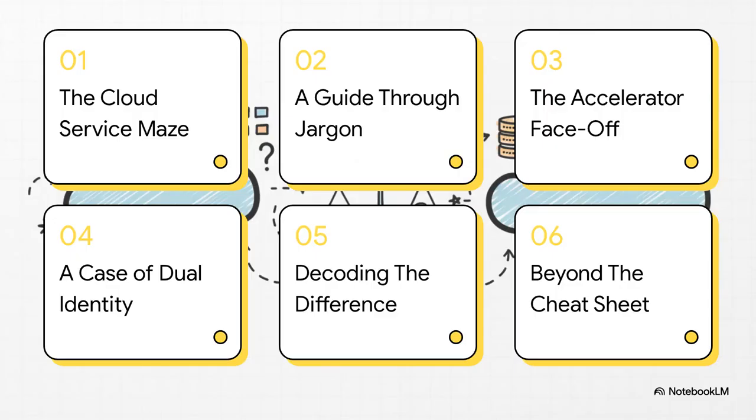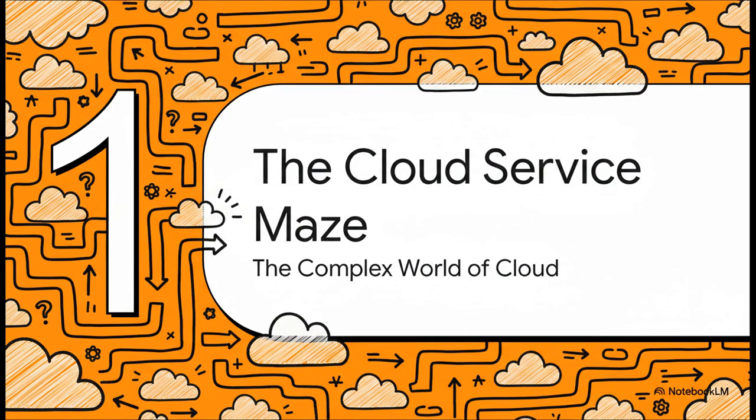All right, so here's our game plan. We'll start by looking at this whole cloud service maze. Then we'll grab our guide, the cheat sheet, to help us navigate the jargon. We'll get to the main event, the face-off between our two services, uncover a pretty surprising twist, and then decode what it all means. And finally, we'll talk about the big takeaway that goes way beyond just this one cheat sheet.